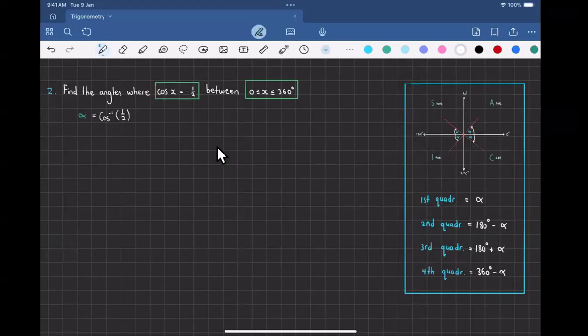The quadrants will be the second and third quadrants. Yep, the second and the third quadrant. And what did you all find for alpha? What was the reference angle? 60. Will that 60 be part of your solution? Is cos 60 negative a half? Come on, fast, yes or no? Is 60 part of your solution?